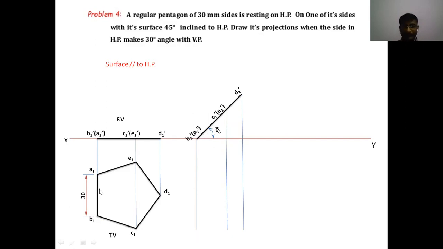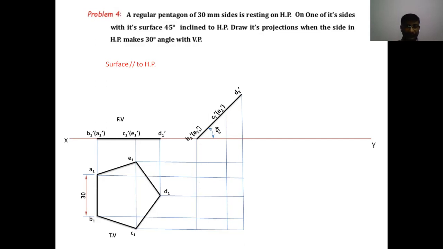Then draw the horizontal projectors from the initial position top view, from A1, from B1, from C1, from D1, and from E1. These are the horizontal projectors, and these are the vertical projectors. Dear students, these vertical and horizontal projectors intersect each other and locate the points orderly. Then we will get the top view, second stage top view.